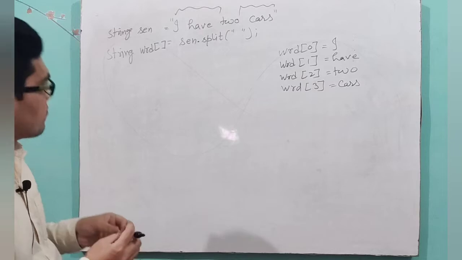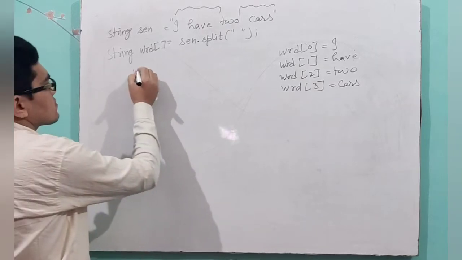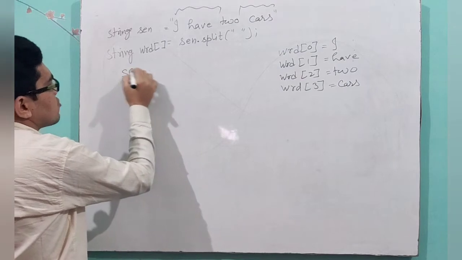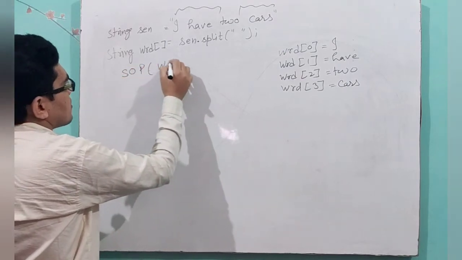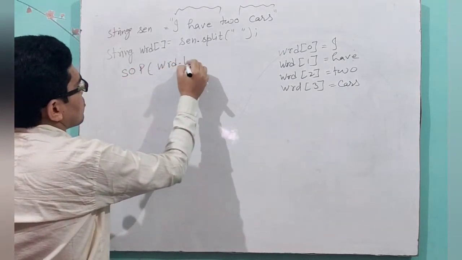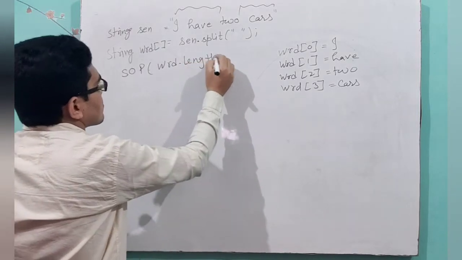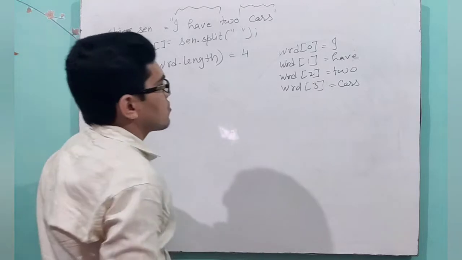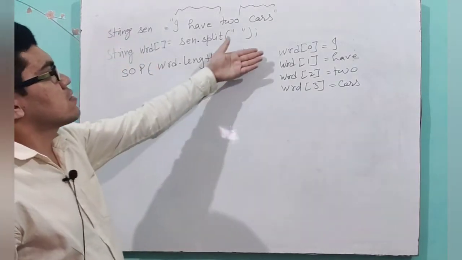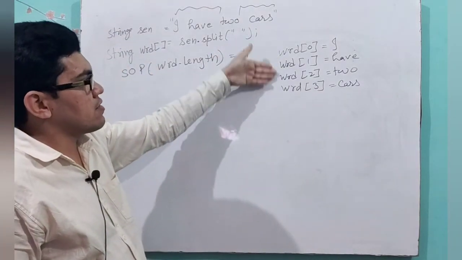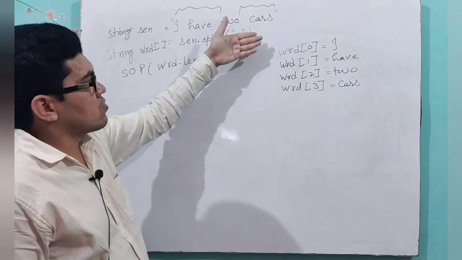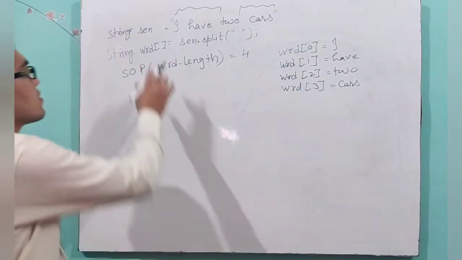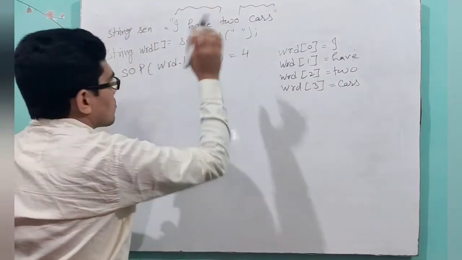Now if I print system.out.println WRD dot length, what will it print? 4. Okay students, because here how many words are there? 4. So the length of the array will be 4.